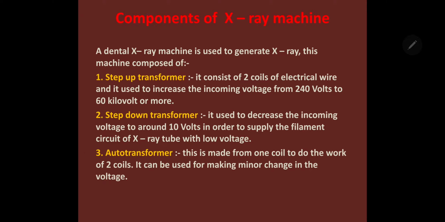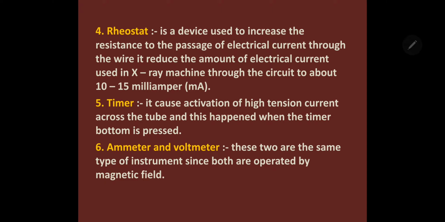Auto transformer. This is made from one coil to do the work of two coils. It can be used for making minor changes in the voltage. Rheostat is a device that is used to increase the resistance to the passage of electrical current through the wire. It reduces the amount of electrical current used in the X-ray machine through the circuit to about 10 to 15 milliamperes.